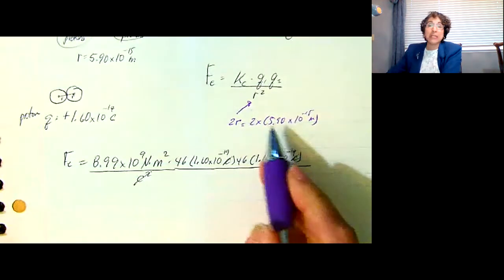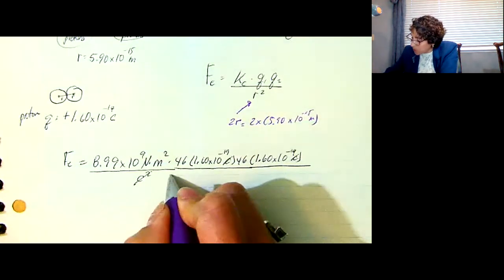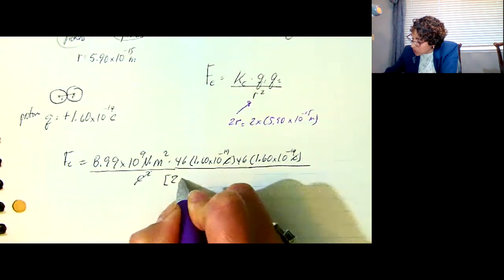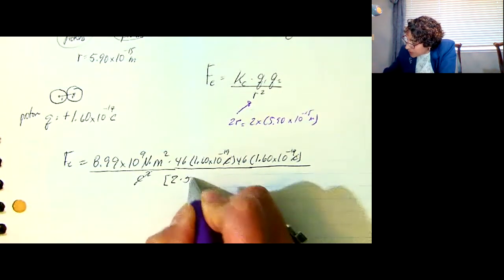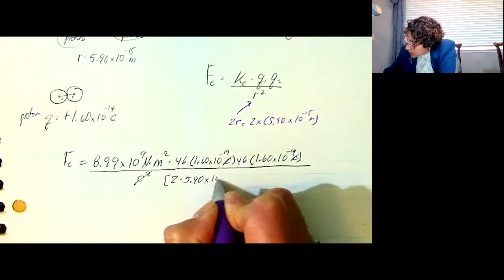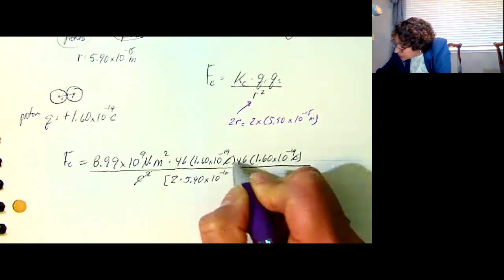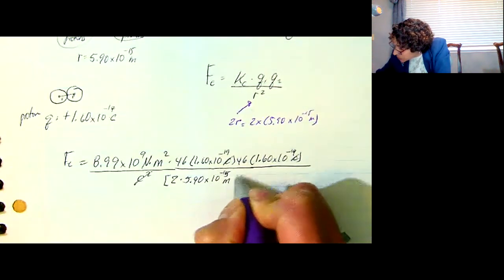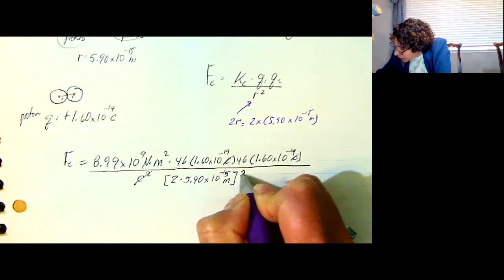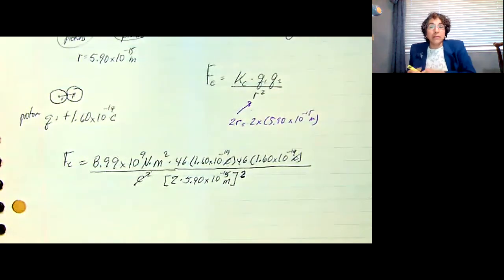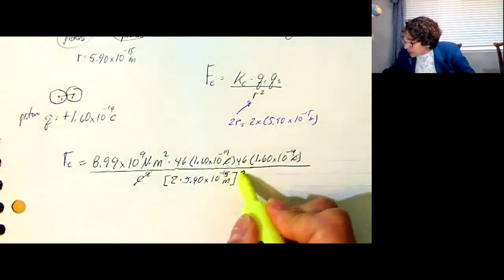All right, now I'm still missing the r squared. So I'm going to put this in brackets: 2 times 5.90 times 10 to the negative 15 meters. And that's got to be squared. Remember, in the denominator, squared.